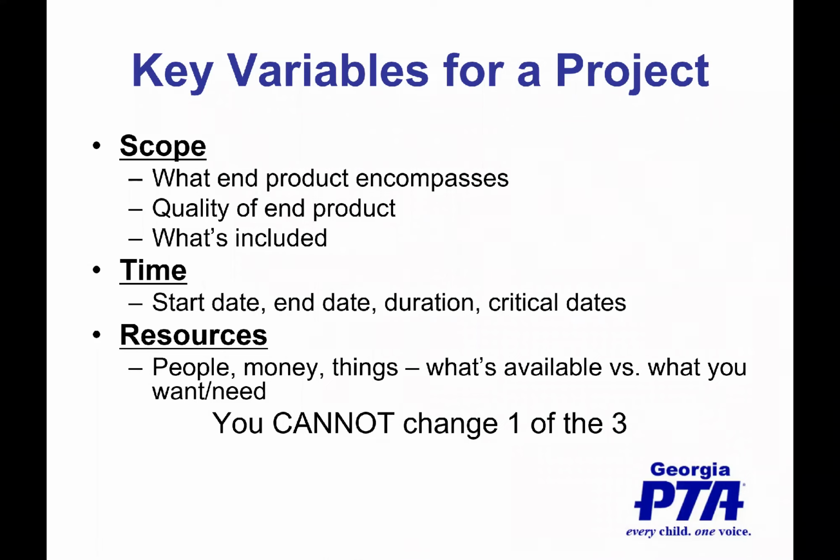Key variables for a project. There are 3 key variables: scope, time, and resources. Under scope, what does the end product encompass? So when you're writing down and you're planning, you already know what you want to do. So whatever it is that you want done or want to happen would be the first thing that you need to write down. The quality of the end product, what you expect to make, how do you expect to achieve it, and hopefully everything will go as smoothly as possible so that you can have that quality end product. And what's included to get the end result. Time, you need to have a start date, an end date, duration, and critical dates.